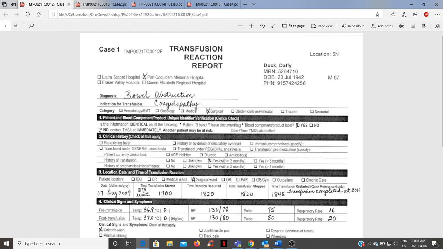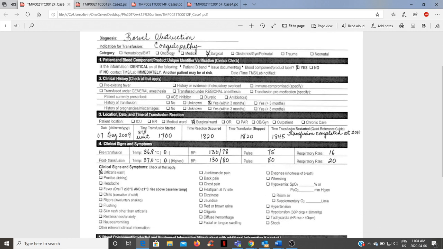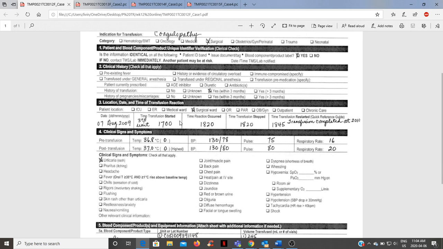So if the answer was no here, they need to contact us in the transfusion medicine services lab immediately because someone else might be at risk. What if they got the wrong product and there's a second patient who may be receiving the product for this patient? If they do notify the lab, there's a place here for them to document that they did so. So let's just go through this form to figure out what we're going to do.